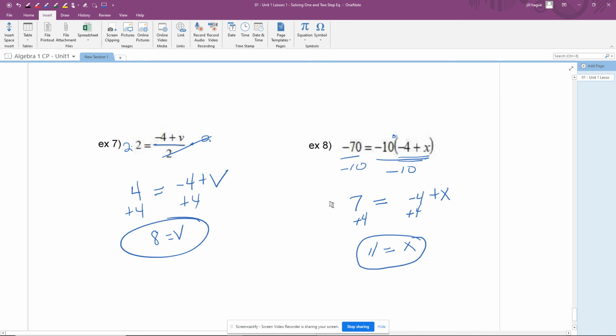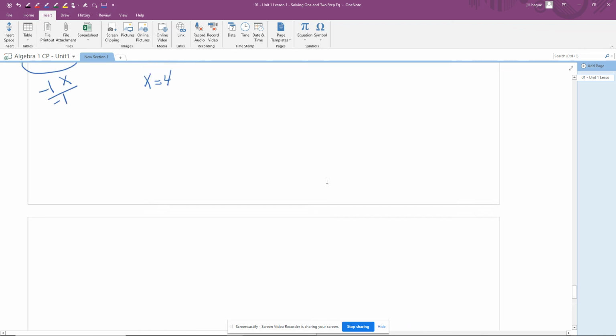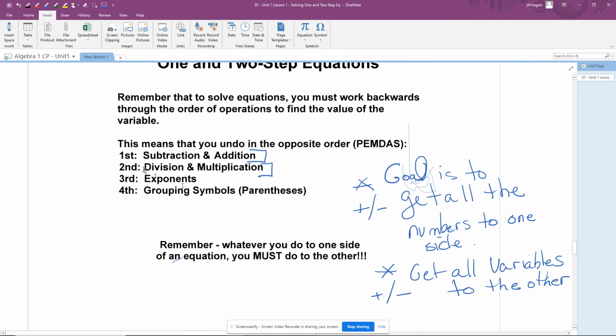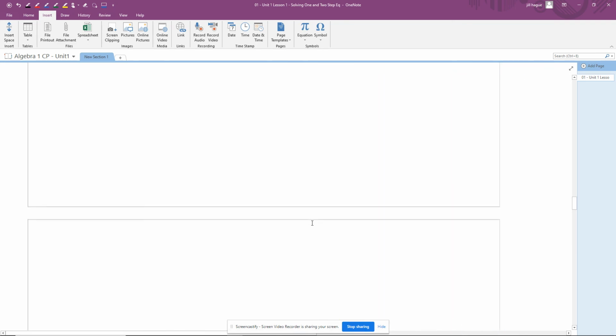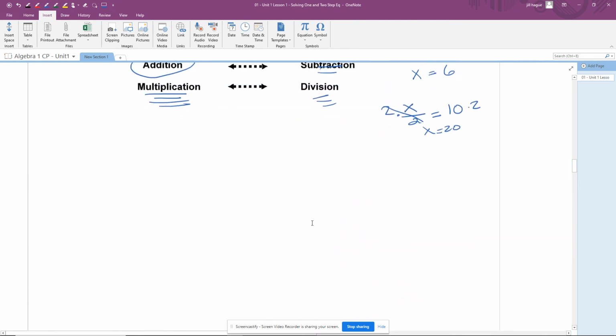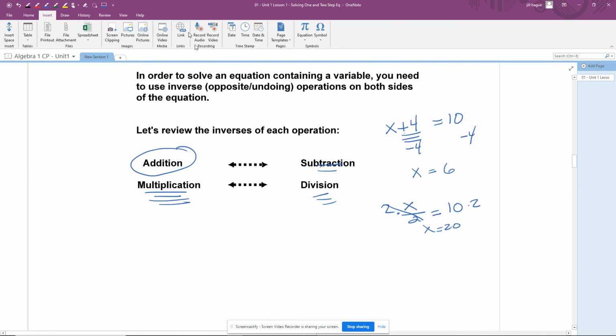So you got some examples there of one steps and some examples of two steps. If we scroll up, just remember that you're going to do subtraction and addition first, division and multiplication next, then exponents, then get rid of parentheses. But the goal is always to get all the numbers to one side and the variables to the other. The probably most important thing to take away from this is this box right here. Let me highlight it in red.